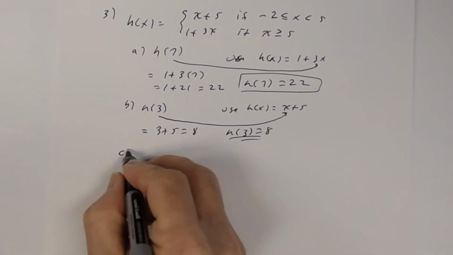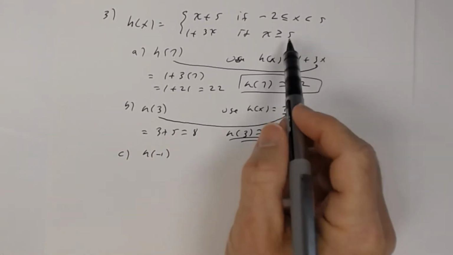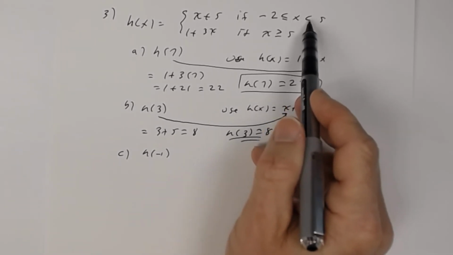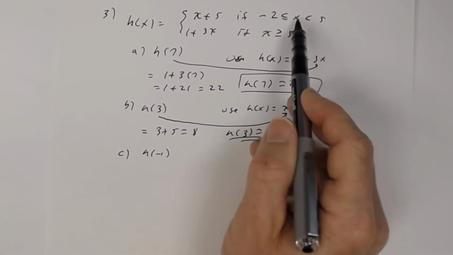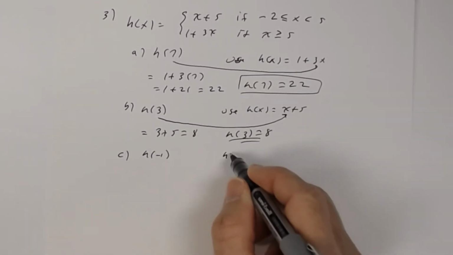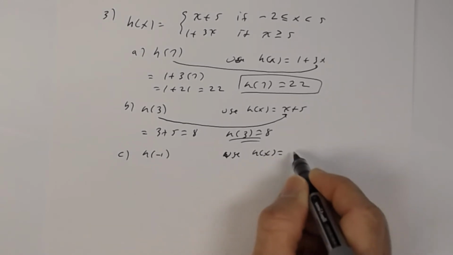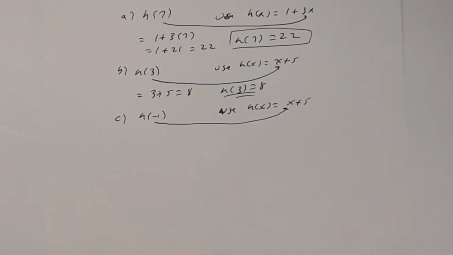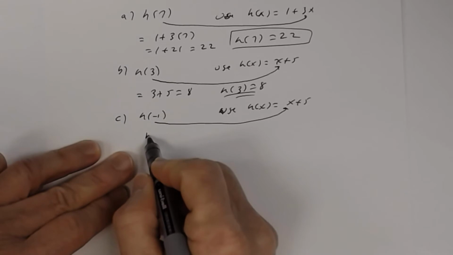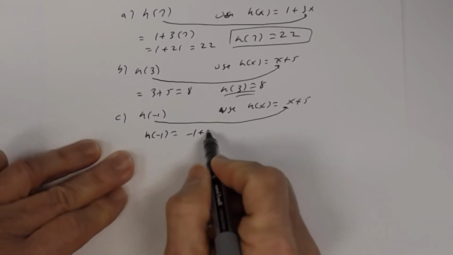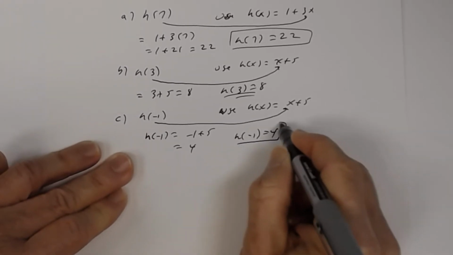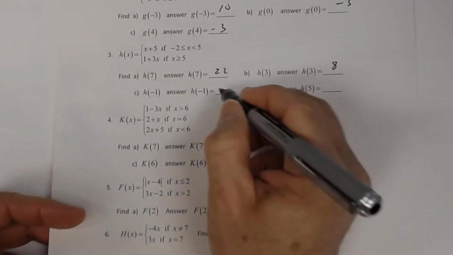The next one, C, you want to find h of negative 1. So notice that negative 1 is not greater than or equal to 5, so it has to be in this one, right? Because notice, negative 1 is less than 0, and also negative 2 is less than or equal to negative 1. So you're going to use x plus 5. So you're going to use h of x is equal to x plus 5. And so wherever you see the variable x, you're going to substitute negative 1. And so I get h of negative 1 is going to equal negative 1 plus 5, which is 4, right? So h of negative 1 is equal to 4. So that's part C. So in C, your y value is 4.